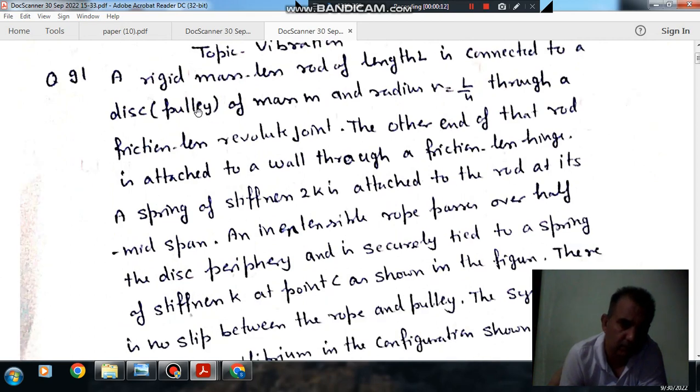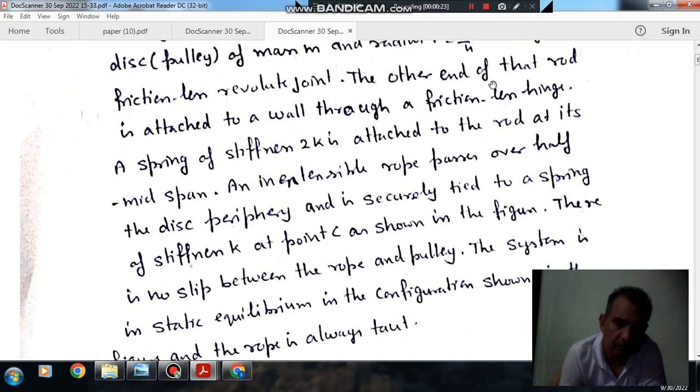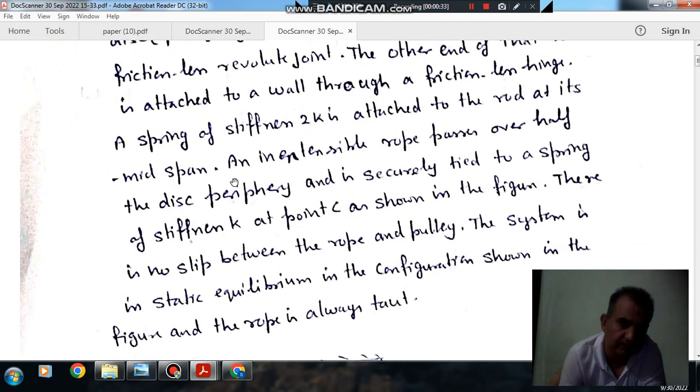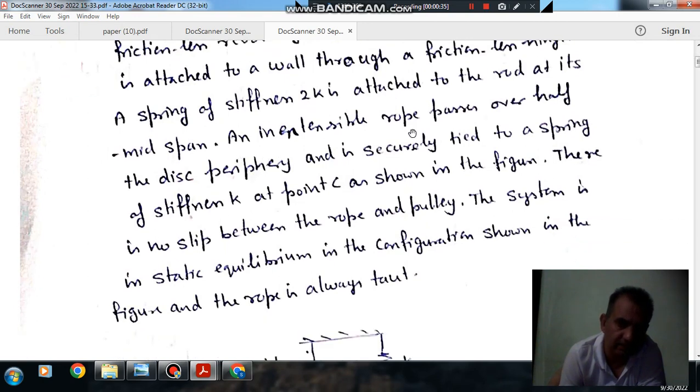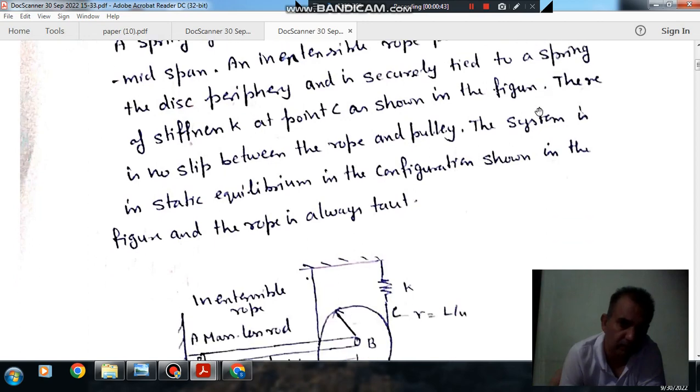connected to a disc, a pulley of mass M and radius R equal to L by 4, through a frictionless revolute joint. The other end of that rod is attached to a ball through a frictionless hinge. A spring of stiffness 2K is attached to the rod at its midspan. An inextensible rope passes over half the disc periphery and is securely tied to a spring of stiffness K at point C, as shown in the figure.